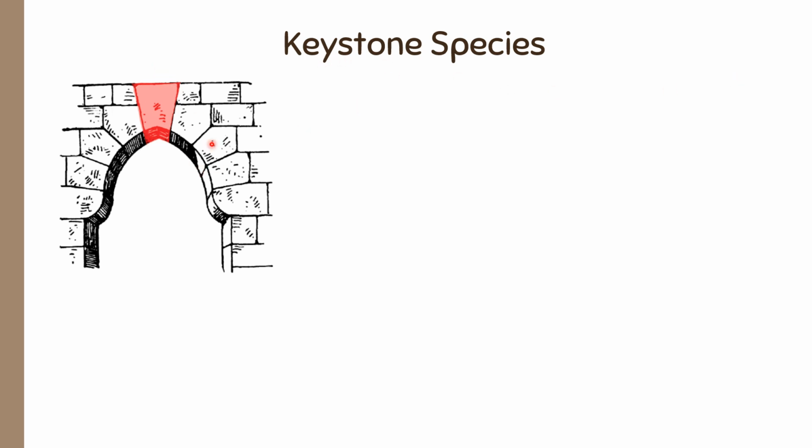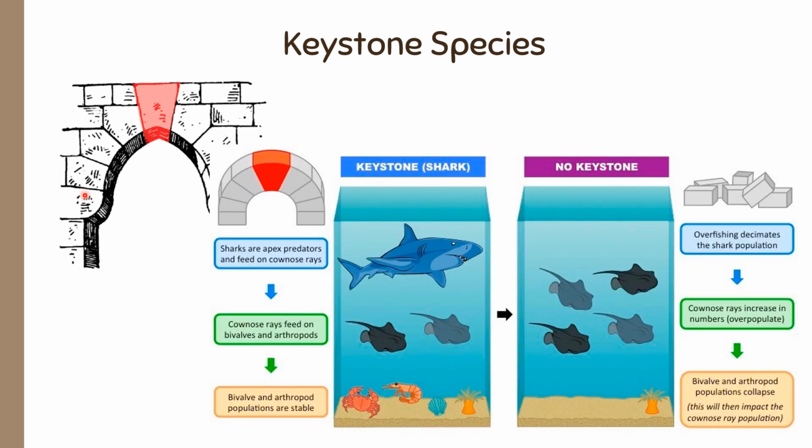So historically, this stone in an archway is called a keystone because this stone here is holding everything else up. If you remove this specific stone, this whole arch would fall. So in that sense, a keystone species is a species that is holding the whole ecosystem together. Over here we have a quick example of a keystone species, which is a shark.